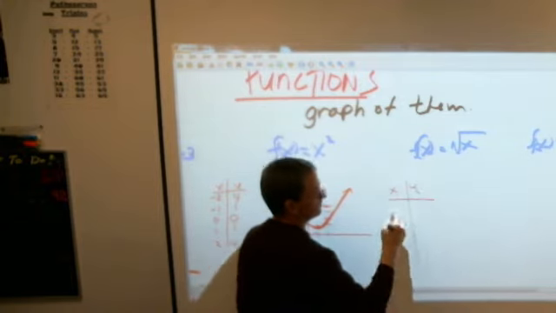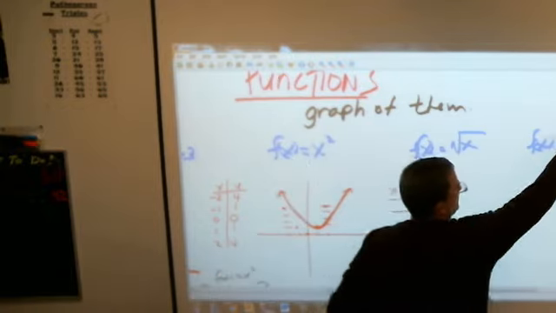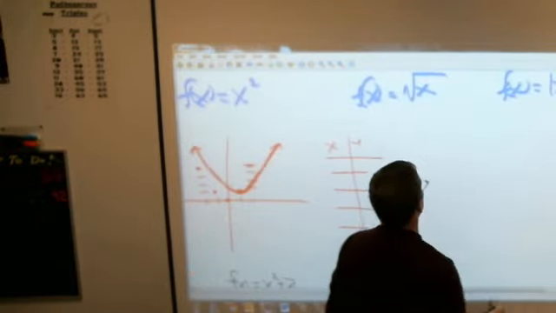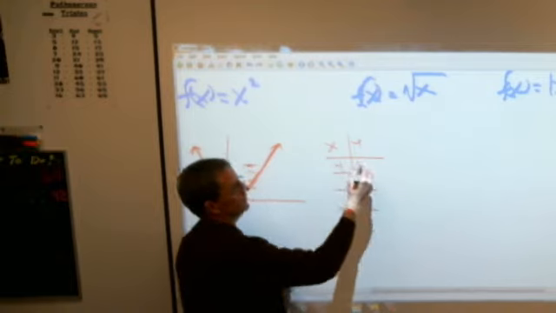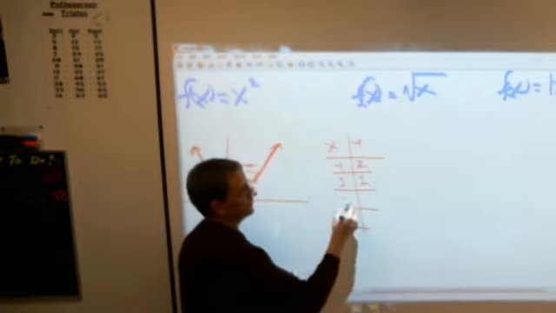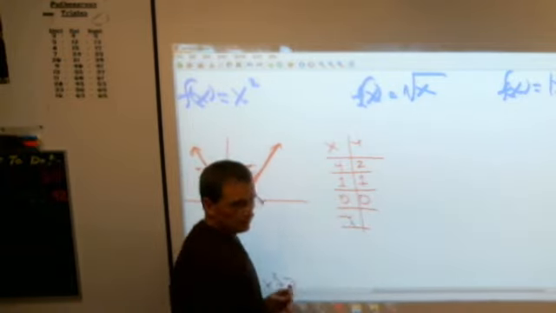X and y. Let's just look at some numbers here. Let me blow this up again. Give me some numbers for x. 4. 5. Good. 4, because 4 works out to be 2. 1 works out to be 1. 0 works out to be 0.